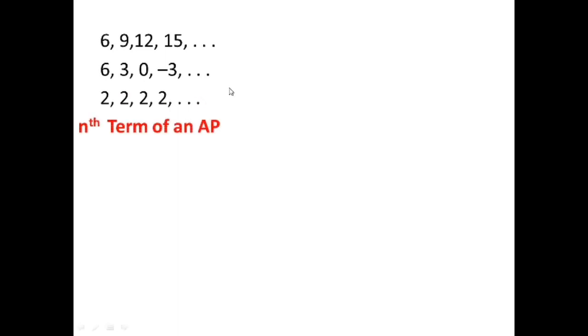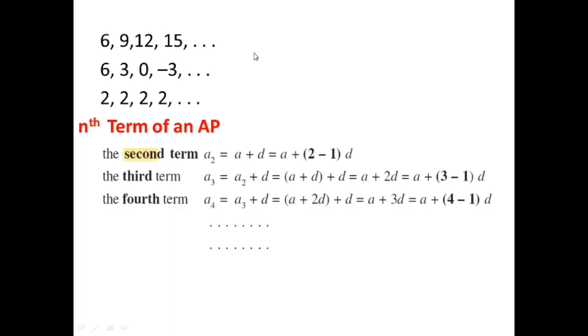Now next step, we will learn how to find the nth term of an AP. Suppose here this is first term, second term, third term, fourth term. Suppose if they ask the 15th term, how to find the 15th term of an AP? Is it clear? Now observe this one. Second term, we already discussed in the previous one. Second term means A2, first term means A or A1. A2 is nothing but A plus d.